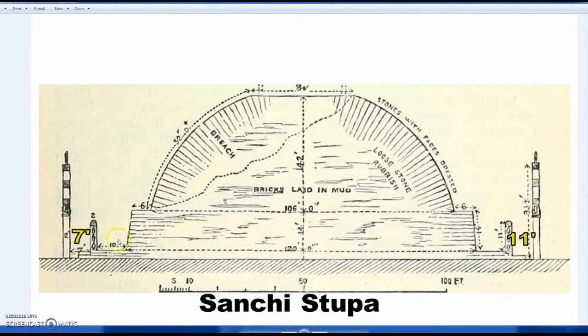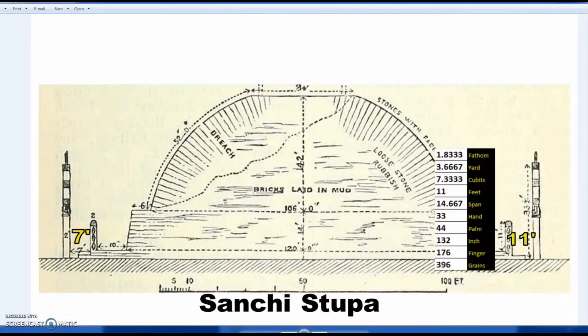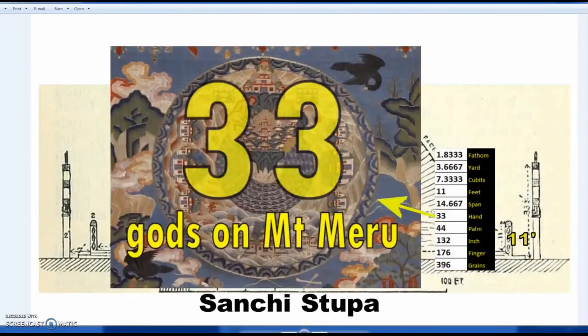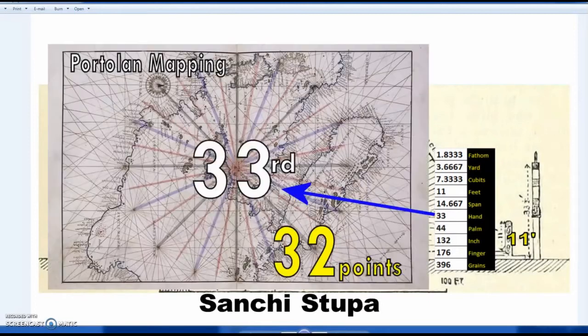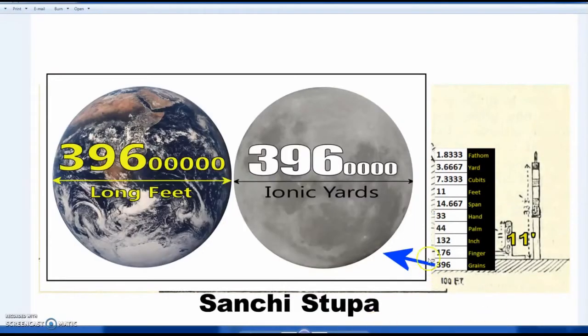So what you have is a 7-foot gap here, but you have the gateway around it, the enclosure is 11 feet high. Now, convert 11 feet, you get these numbers, and begin with 33 gods on Mount Meru. The 33, there's no shortage of importance there, but okay, begin with 396. The Earth and the Moon.